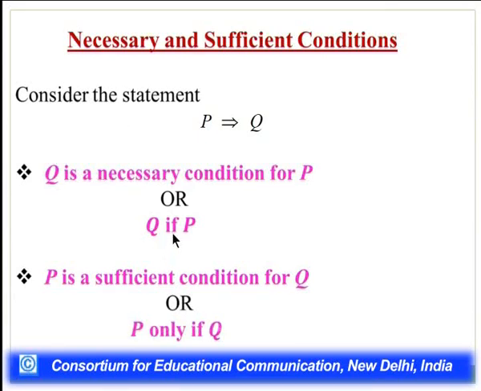So you start reading from there, if P, then Q. So Q is a necessary condition for P, would be written as Q if P. And at the same time, we can also write here that P is a sufficient condition for Q, because whenever P is true, that is sufficient to say that Q will also be true.